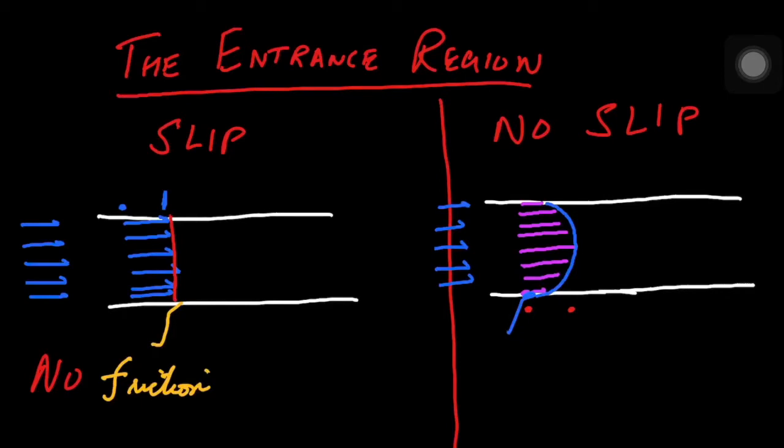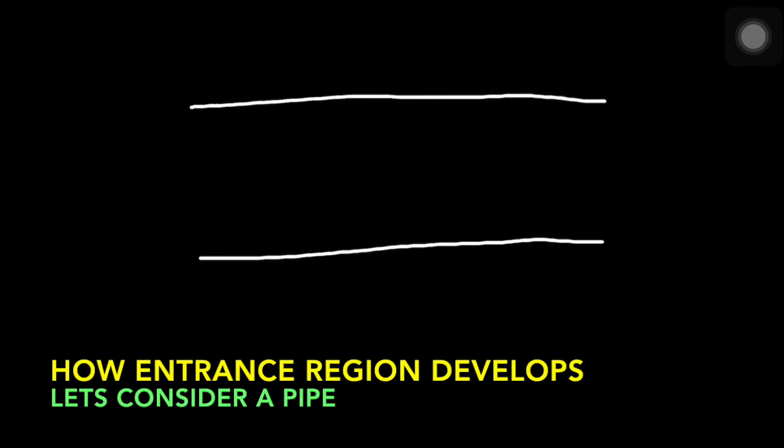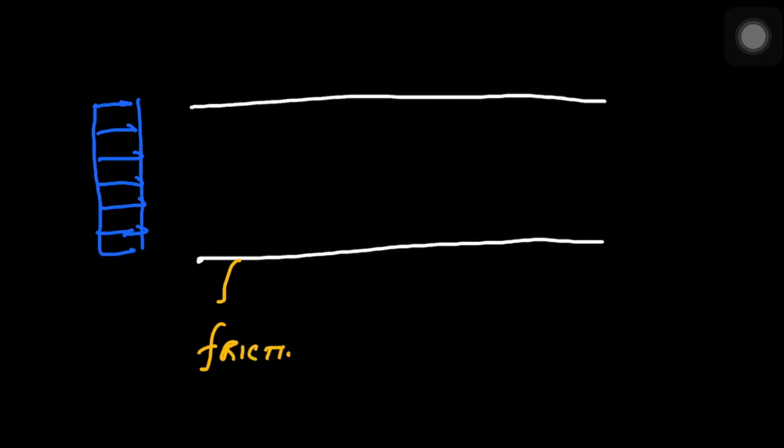At this point there is velocity 0, the fluid sticks to the surface and it attracts the other layer towards itself. Okay, so consider that I have got a pipe. Let's consider the lower portion of the pipe. So imagine that the fluid with uniform velocity is entering the pipe. Now here we have got friction. This pipe has got friction, which means no slip condition.